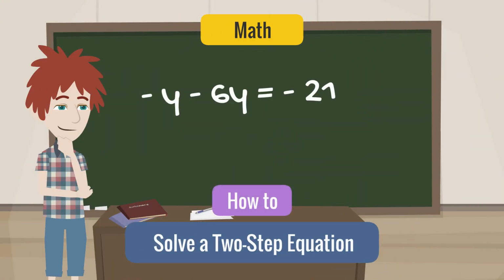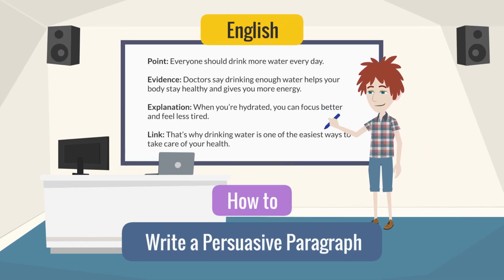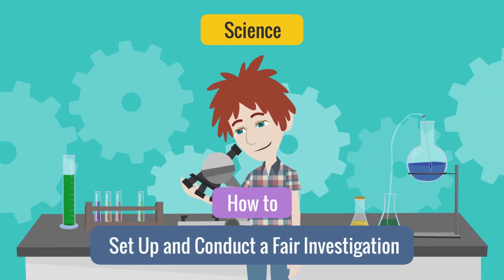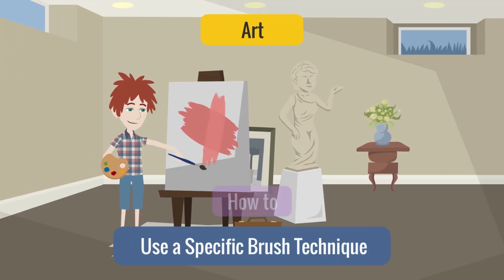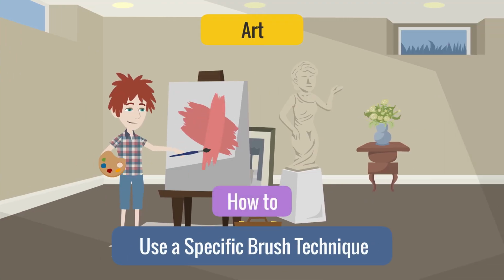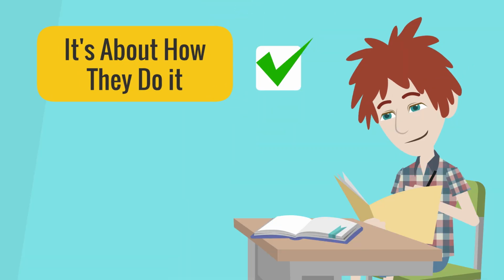For example, in maths, it's knowing how to solve a two-step equation. In English, it's how to write a persuasive paragraph using a structure like Peel. In science, it's how to set up and conduct a fair investigation. In art, it's how to use a specific brush technique. It's not just about what they know, but how they do it.